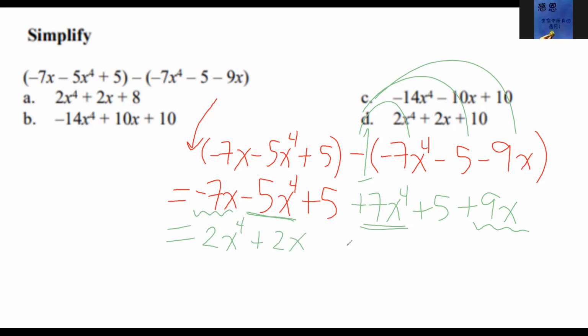And then I've got my constants. 5 plus 5, which is 10. Did I get B? Oh, no, you guys got D. And so did I. Good. We're all right.